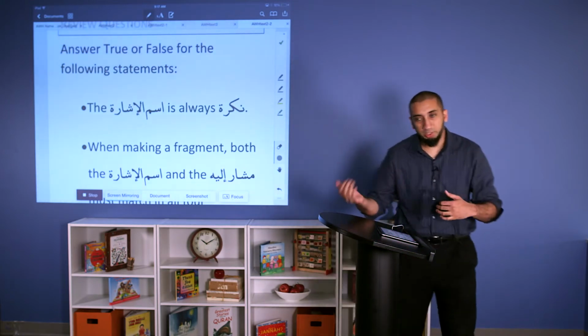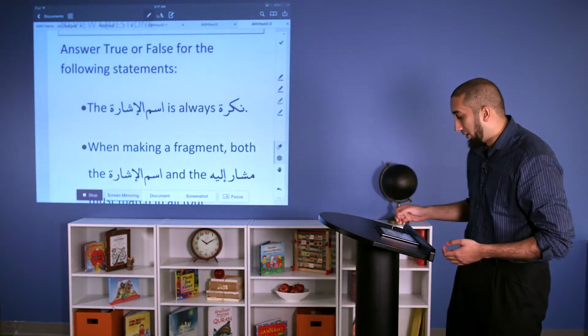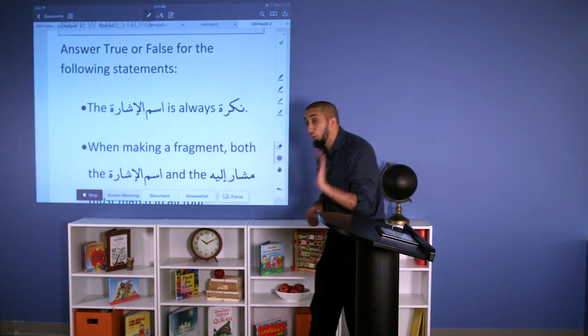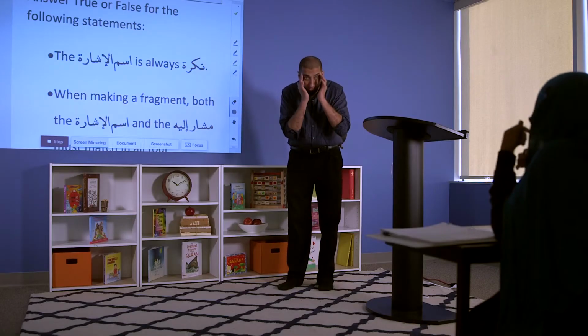Now the other thing is you learned also that there are two kinds of sentences, jumla ismiya and jumla fi'liya. We did this a while ago. In these cases, when you do get a sentence, and only when you get a sentence, listen to me.